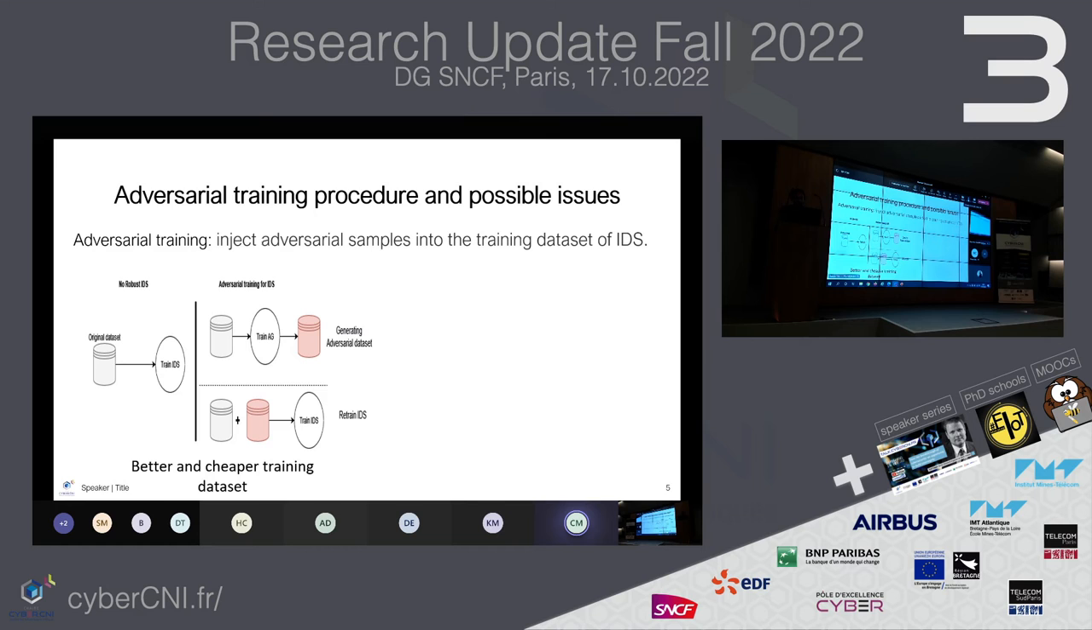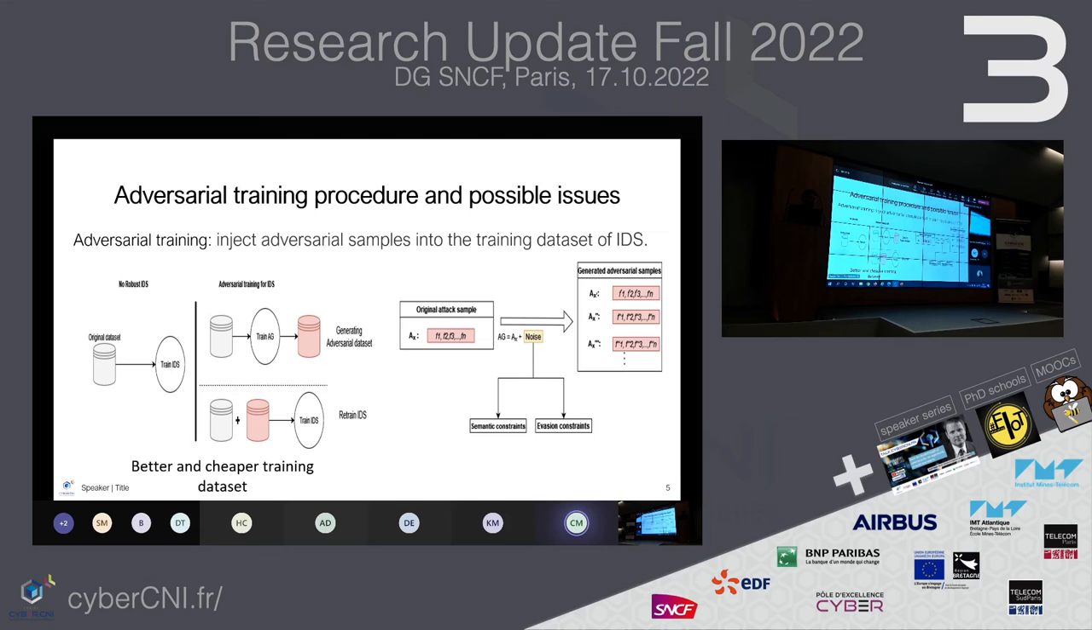But in order to do that, as the attacker, we have to respect two constraints. The evasion constraint means that the new generated sample, the new adversarial sample, can evade the detection of the IDS. And second is the semantic constraint, which is related to the neighborhood that we need to define in order to have a good or a real impact on the system. So the key here is to understand this semantic constraint and this evasion constraint.